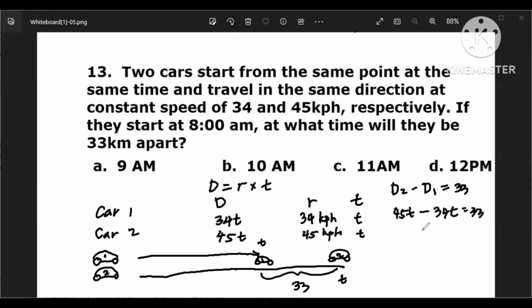45 minus 34 is, ilan yun? 11T, no? Equals 33. So we divide both sides by 11. So the answer is T is equal to 3 hours. Okay? So kung nagsimula sila ng 8 a.m. plus 3 hours, that would be 11 a.m. Okay? So that's it.